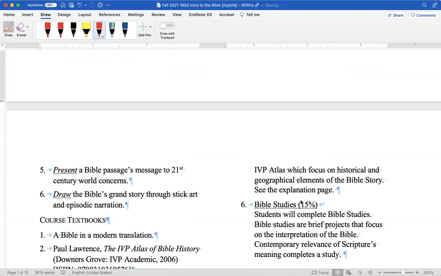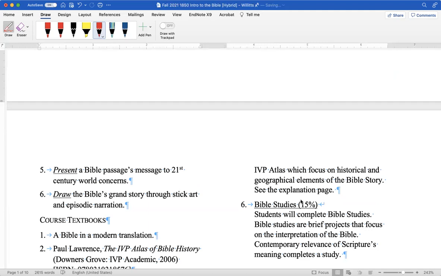You'll present a Bible's, actually 5 passages, their message for a 21st century world concern. So we'll study a passage and then we'll ask, as the last task, what does it have to do with today? Does it have anything to do with today? Can it inform the way a Christian should live their life? And then number 6, you're going to draw the grand kingdom story, the kingship story of the Bible, through stick art and episodic narration.